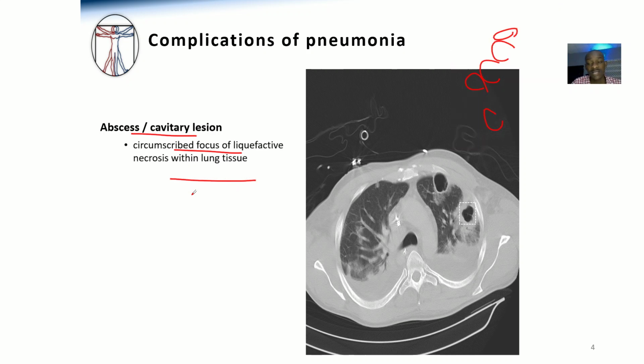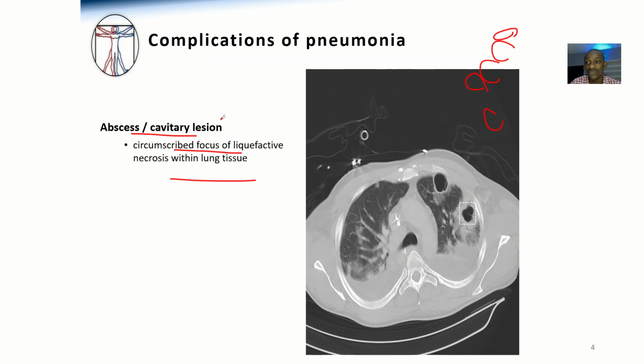Okay, so I think this is it for the possible complications. And let me remind you guys again, when we are talking about complications of a disease, it's not signs and symptoms. It's the disease end stage. The person is dying. Okay, so these are the complications of what? Pneumonia.